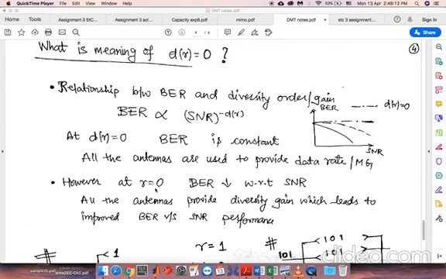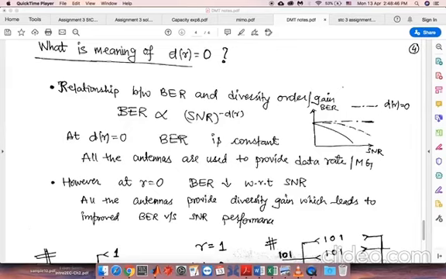Why? I am repeating this. At r equals 0, d would be maximum. D would be anything according to the communication system. It would be 2, 3, 4 or 5. So in that case, the bit error rate will decrease as SNR increases. So at r equals 0, all the antennas provide diversity gain, right? We achieve the maximum diversity at r equals 0.